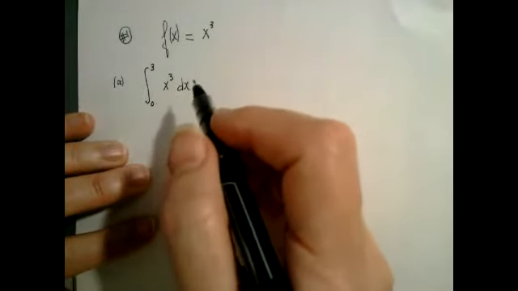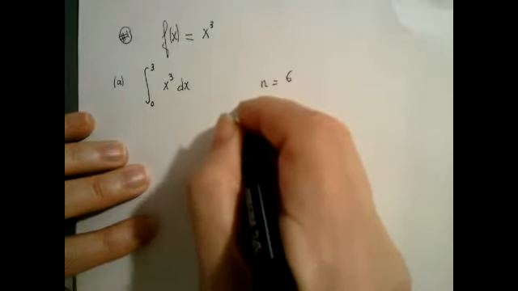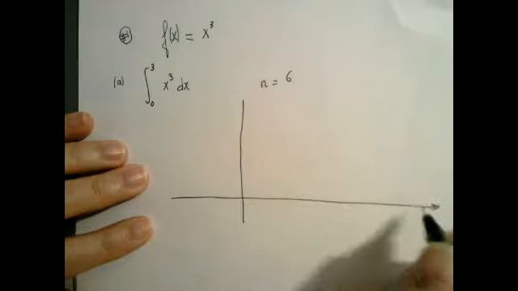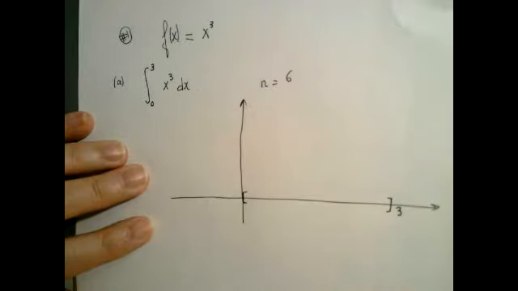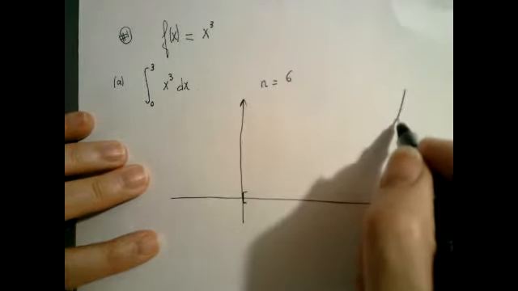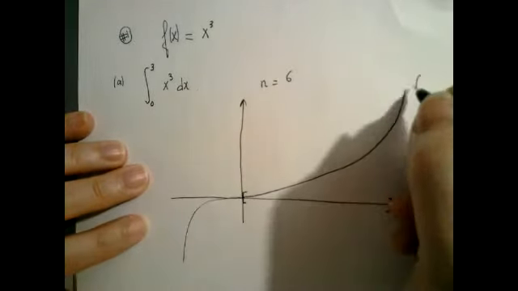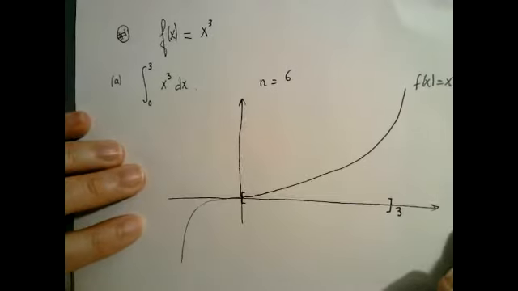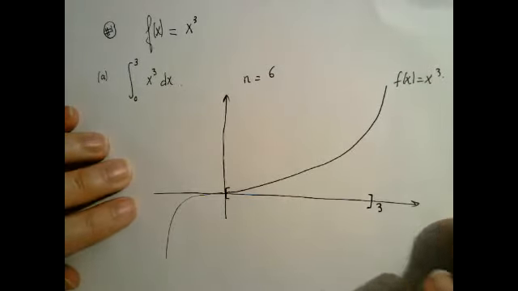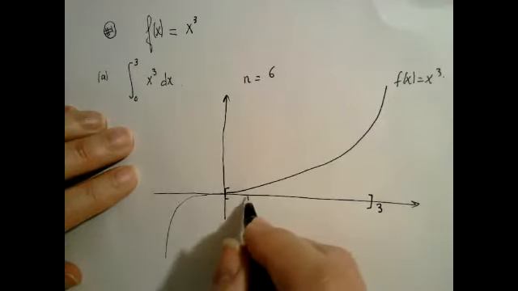So in the first one, I'm asking you to estimate it using a Riemann sum with 6 subdivisions. So a small picture, and then we proceed. That's my interval, 0 to 3. My function is x cubed, so this is f of x equal x cubed. What we have to do is divide my interval into 6 equal pieces.